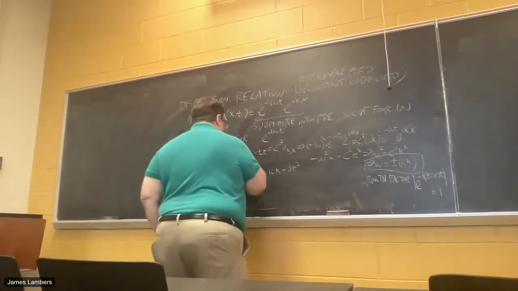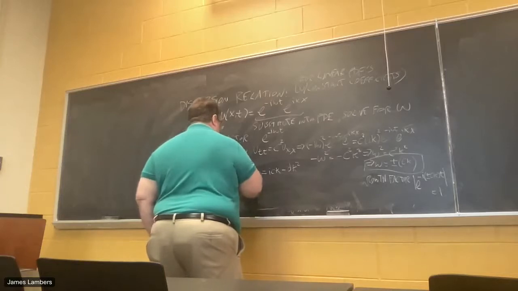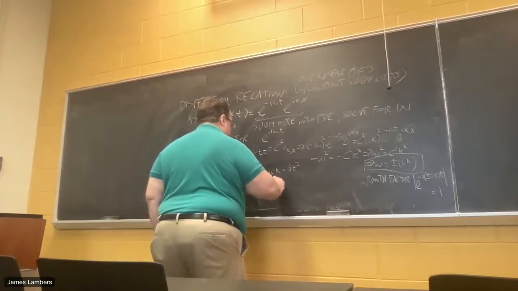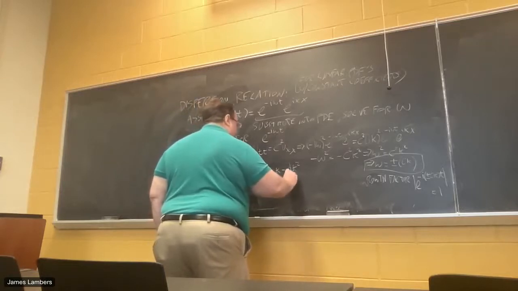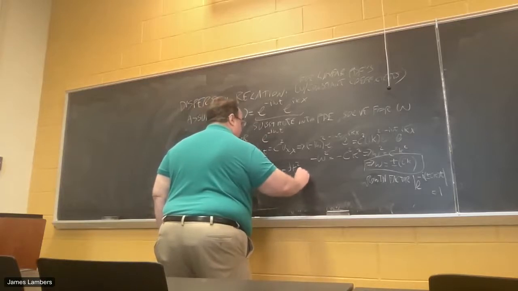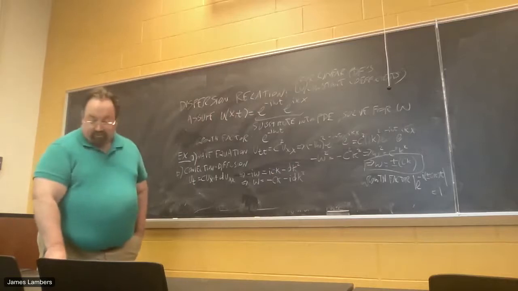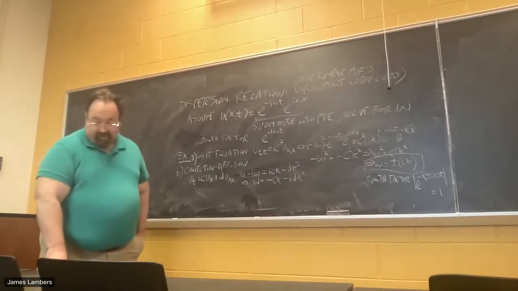So you get omega, which I want to isolate, is equal to minus ck minus I d k squared. So that is the dispersion relation in this case.